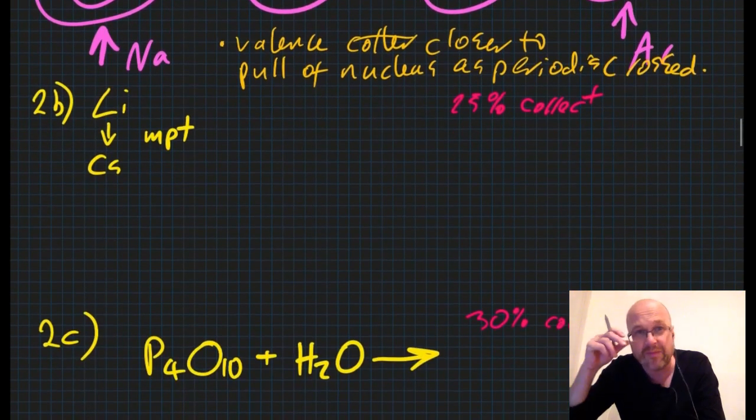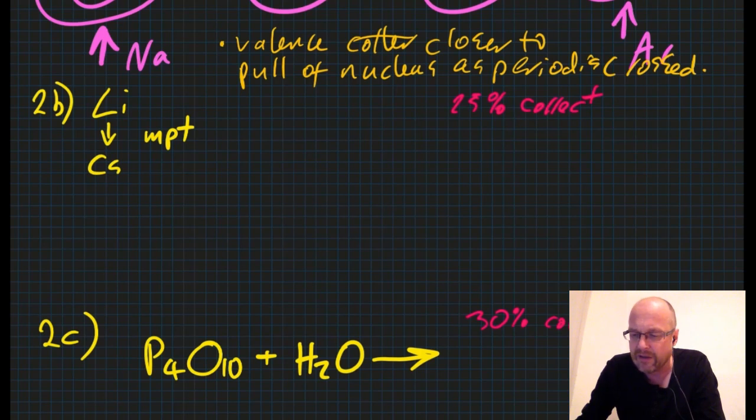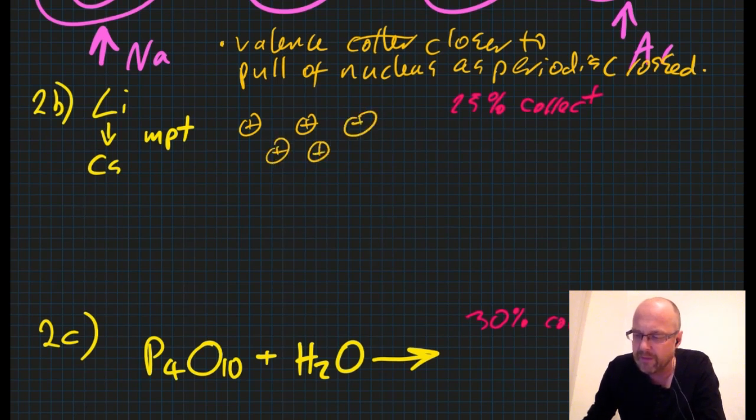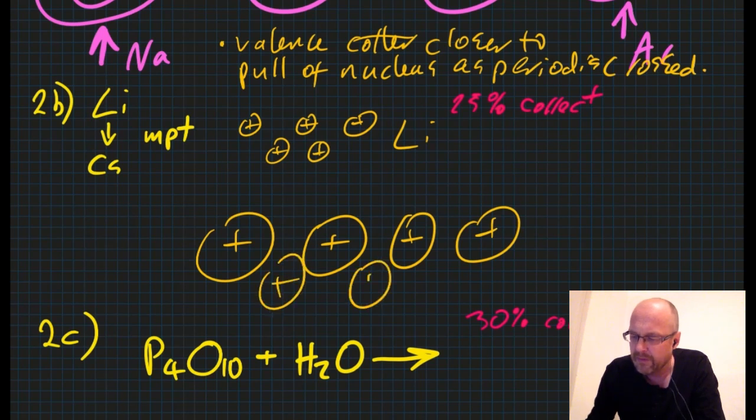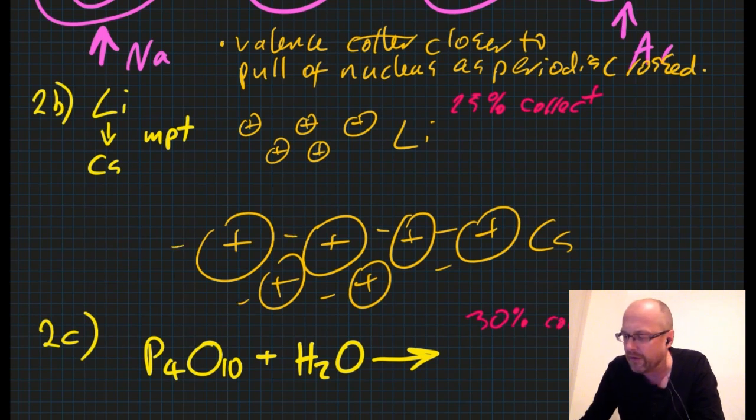The next one, 25%. This is one of the trickier things to teach as a teacher. Why is it that lithium has a higher melting point than cesium? Well, lithium has small ions, and cesium has big ions. Now, they're both +1 charge. So cesium has the lower melting point, so it must have weaker metallic bonds. So if it's for 2 points, I bet that's one of the points. It's weaker metallic bonds.